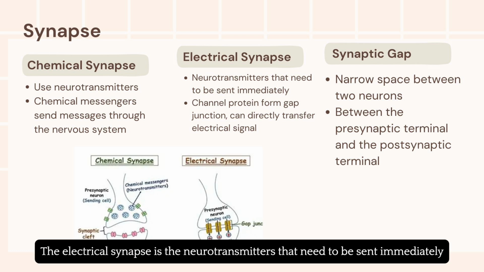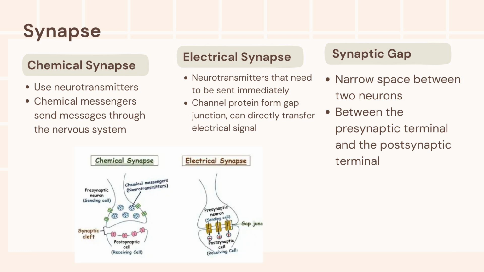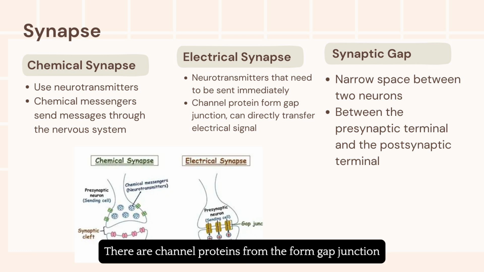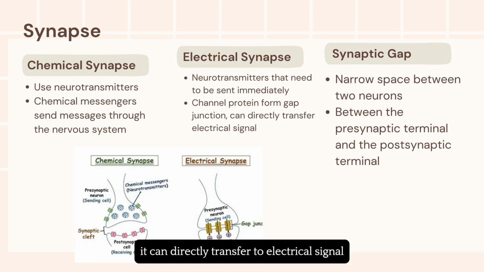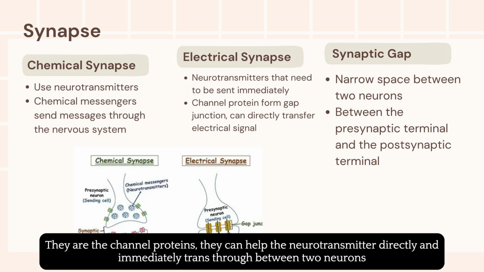The electrical synapse is where the signal needs to be sent immediately. There are channel proteins that form gap junctions and can directly transfer the electrical signal, which you can see like the yellowish things. They are the channel proteins. They can help the signal directly and immediately transfer between the two neurons.